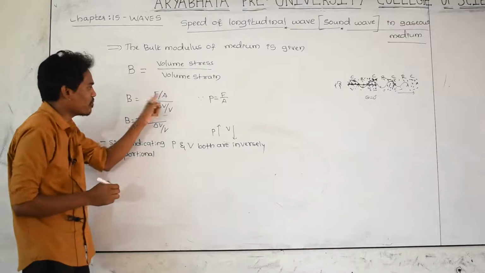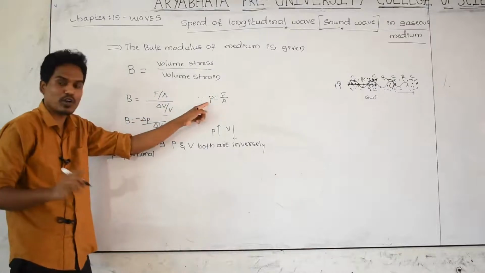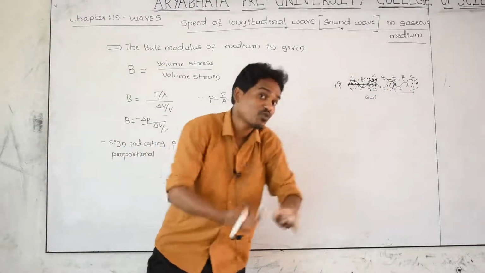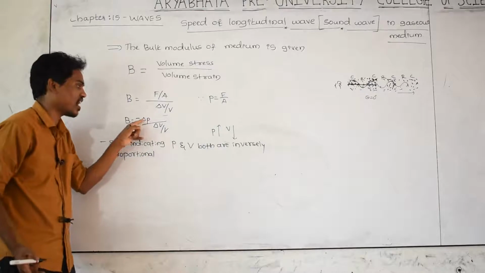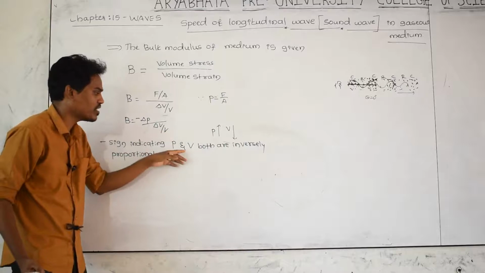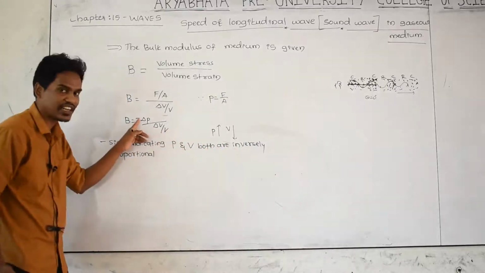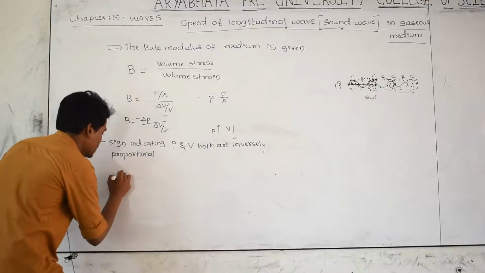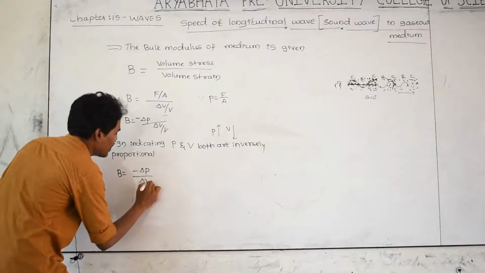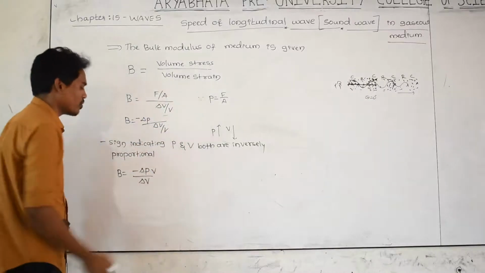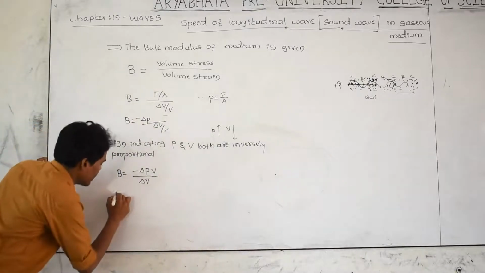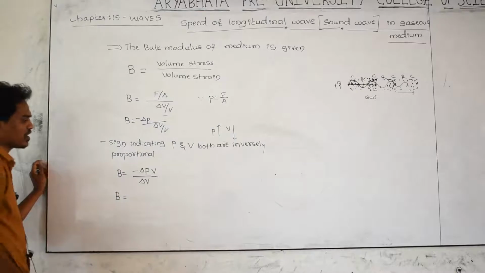And instead of F by A, it is P. But don't take P, take it as delta P, because the pressure changes. A changing quantity can be indicated as delta. Therefore, delta P, the minus sign indicating the relation between pressure and volume is inversely proportional. And here B is equal to minus delta P divided by delta V by V. I have taken V on the numerator. Leave the minus sign, that is not important.